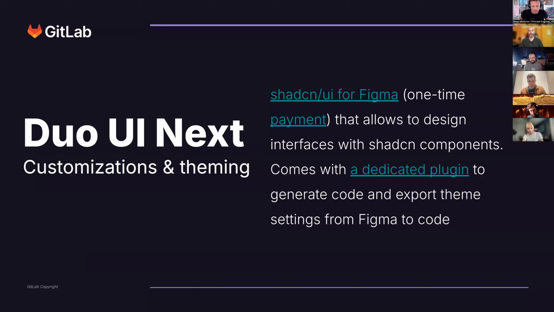This is a very important thing for designers. So there is a Shadcn UI for Figma. It is not free, it's one-time payment, but that allows to design interfaces with Shadcn components. So technically, all the components library, so things that we spend time for with GitLab UI, exists for Shadcn UI as well. And it comes with a dedicated plugin to generate code and export theme settings from Figma to code.